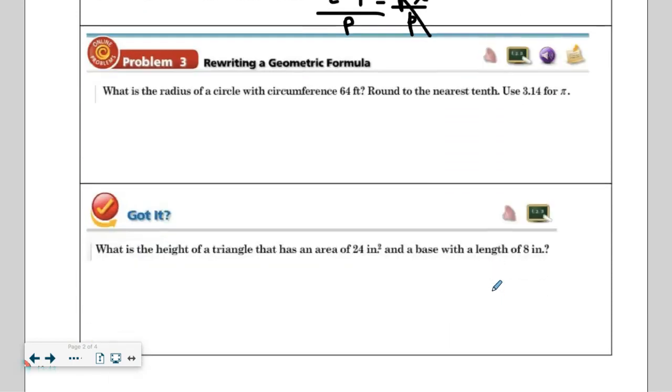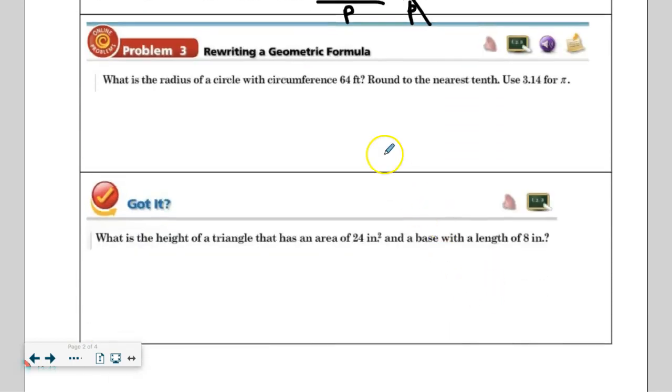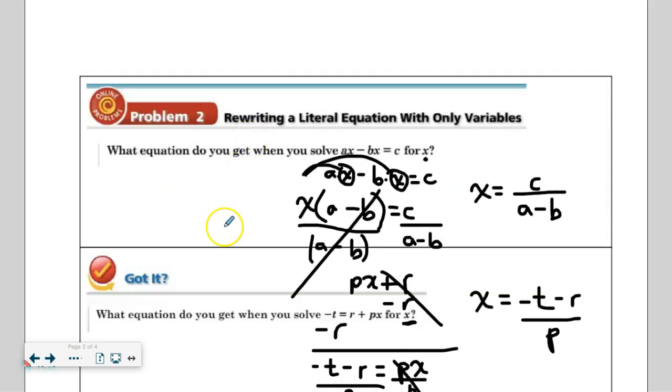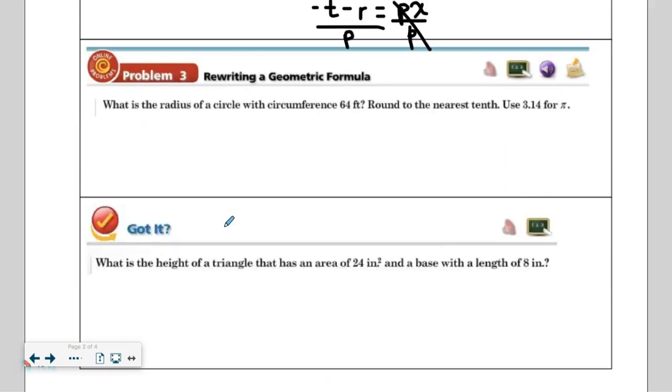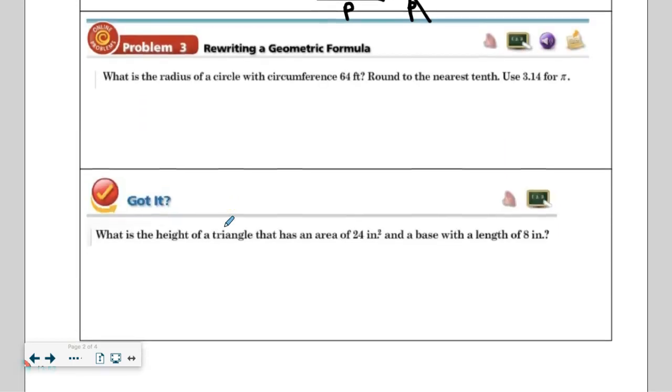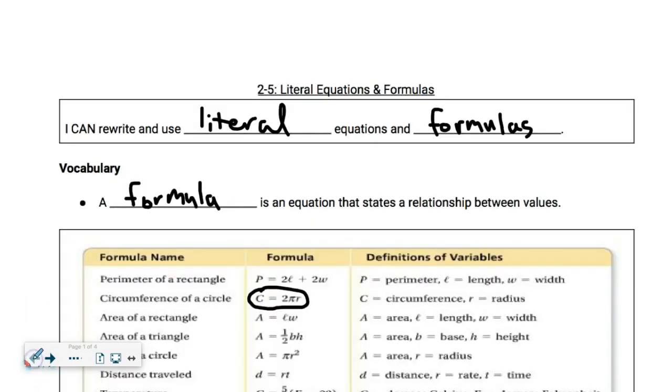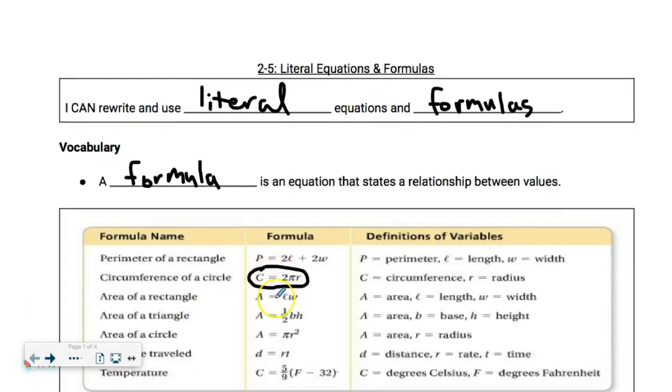Problem 3, geometric formulas. Great, I'm doing the same thing. If you need to look back to the first page to remind yourself what the formulas are for these different things, please do that. What is the radius of a circle with circumference 64 feet? Okay, so let me go back and remind myself the formula for circumference of a circle. Ironically, it's the one I circled. C equals 2 pi r.